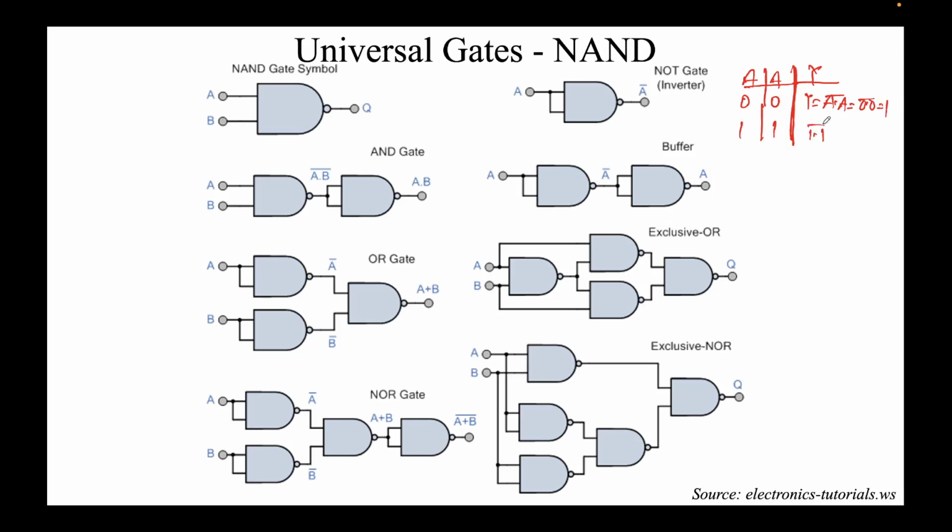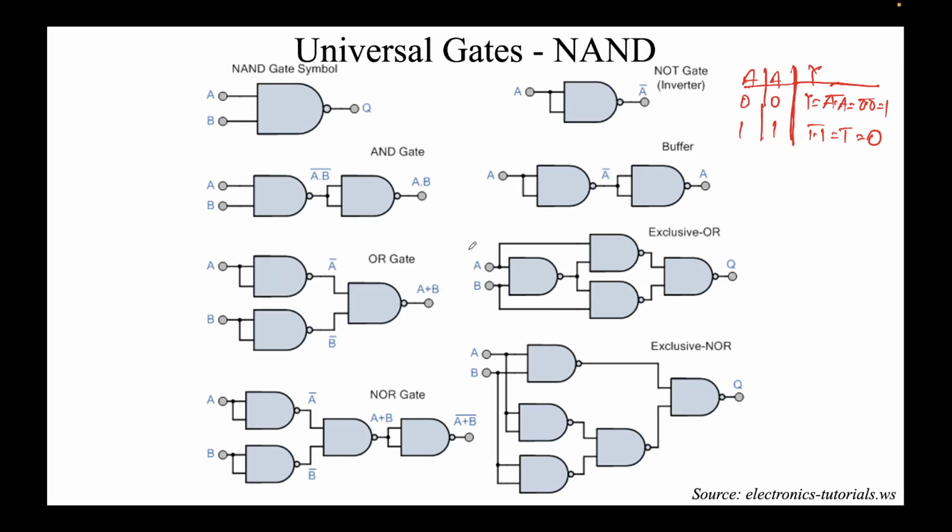Similarly, 1 dot 1 bar, which is 1 bar, which is 0. So what's happening? When the input is 0, the output is 1, and when the input is 1, the output is 0. This is nothing but a NOT gate. So when a NAND gate is used in this configuration, which you see on the top right, you will get an inverter. So we saw that just by using a NAND gate, we have created an inverter.